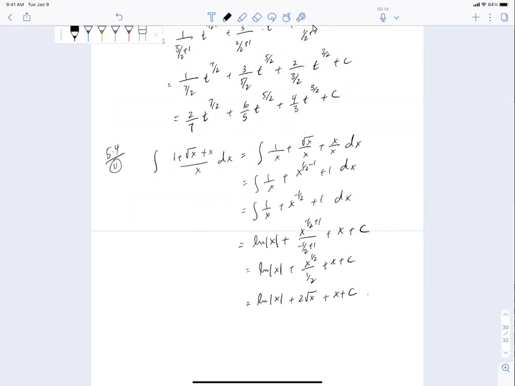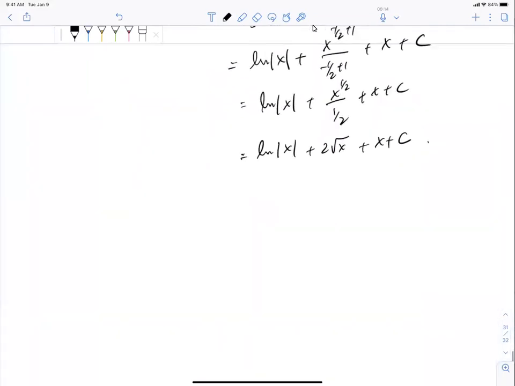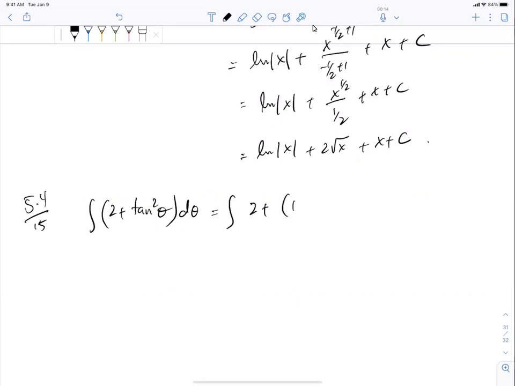Okay. Number 15. We have the integral of 2 plus tan squared. And again, I'll talk about tricks to integration soon, but this is pretty straightforward. The only problem with this one is tan squared. I don't have it in the table of my antiderivatives for basic functions. So we don't have tan squared there, but I can rewrite tan squared as secant squared minus 1.